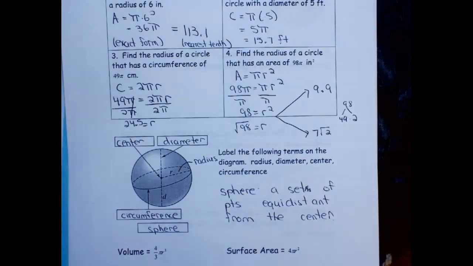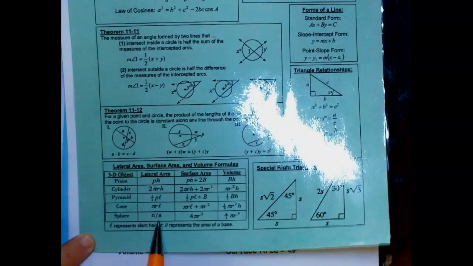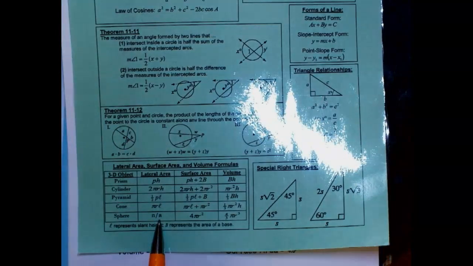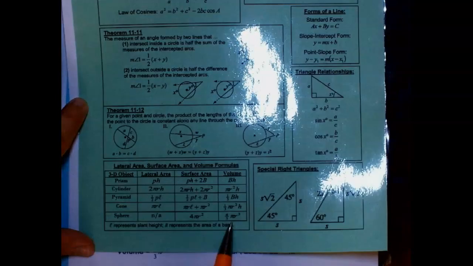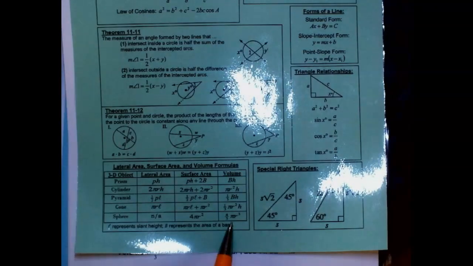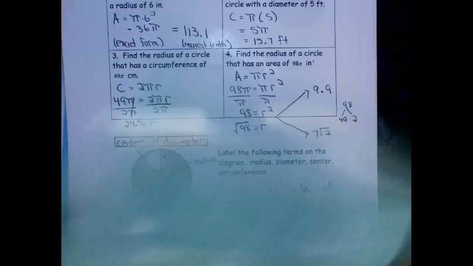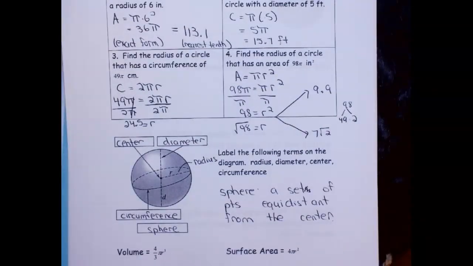If you look at your formula sheet for sphere, let me grab that. It's down here. We don't have a lateral area for a sphere. We have the surface area, which is 4 pi r squared, and we have the volume, which is 4/3 pi r cubed. The sphere tends to be relatively easy because there's only one dimension, and that is the radius. So there are your two formulas.